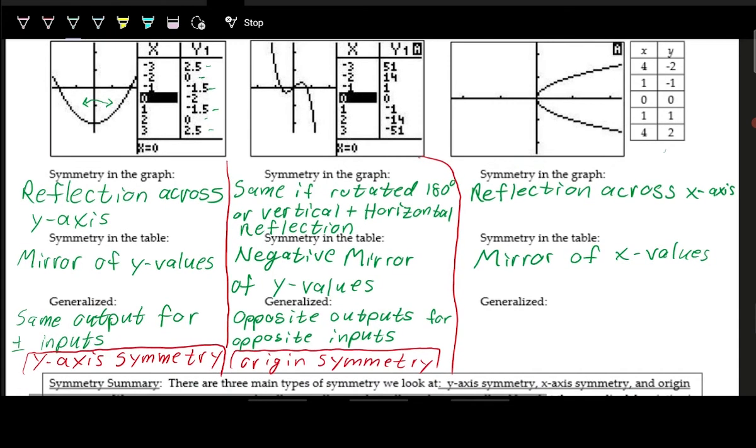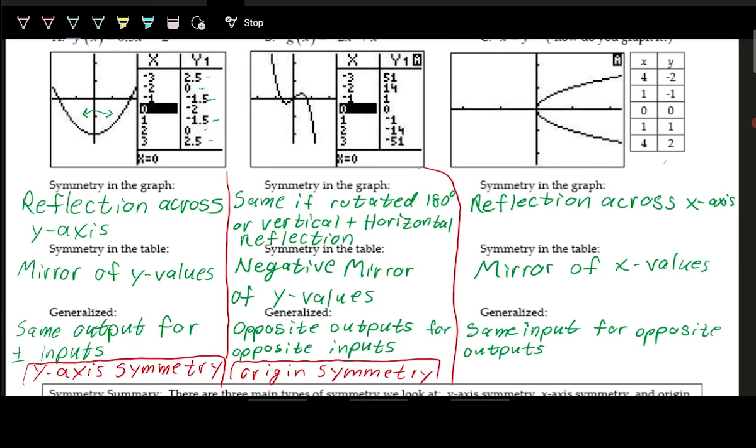So to generalize this, we can say we have the same input. The inputs are repeated whenever we have these negative or opposite outputs. For positive 1 and negative 1, you get the same input. For the output of negative 2 and positive 2, you get the same input. So we have the same input for opposite outputs. And so if this first one was called y-axis symmetry, then this last one is called x-axis symmetry.